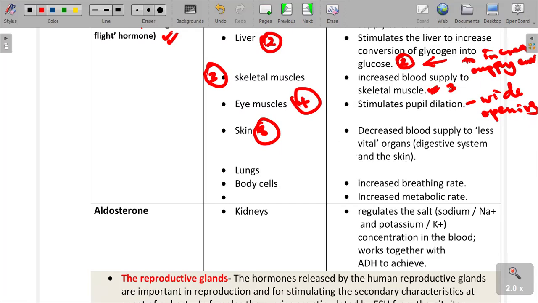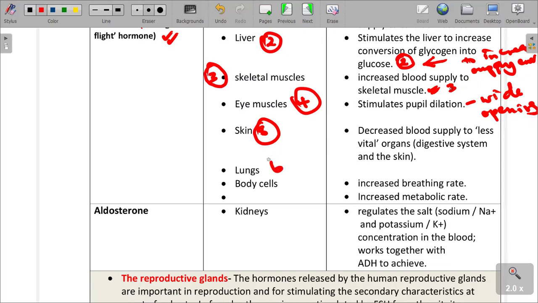We are saying less vital. We are not saying it stops; we are saying it decreases. It reduces the supply of blood to less vital organs. These are less vital during an emergency or during a fight or flight response. Such examples of less vital organs are the digestive system and also the skin, such that more blood is couriered to the most important organs.